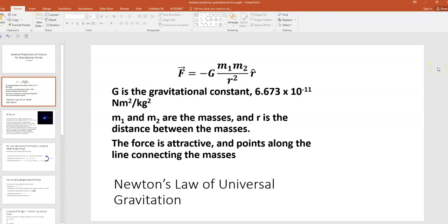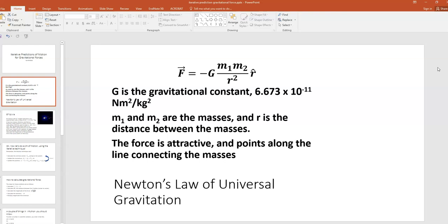So, first of all, this is the equation that governs the motion that we're going to simulate today. This is Newton's law of universal gravitation. In this equation, the force from object 2 on object 1, or object 1 on object 2, can be written as minus G m1 m2 over r squared times r hat. G here is the gravitational constant, which is 6.673 times 10 to the minus 11 Newton meters squared per kilogram squared. m1 and m2 are the masses in question, and r is the center of mass to center of mass distance between those two masses.